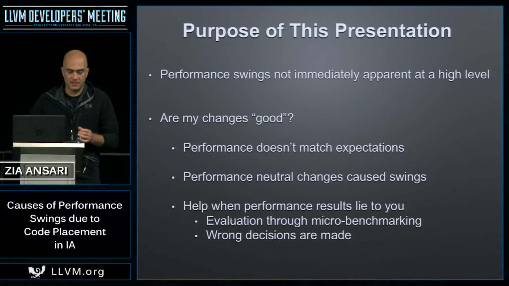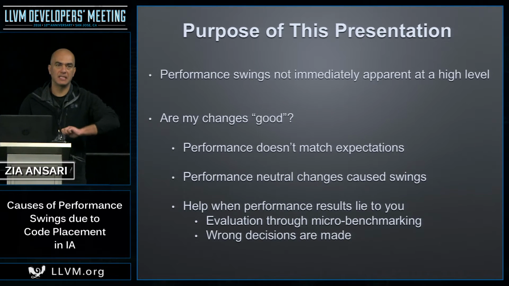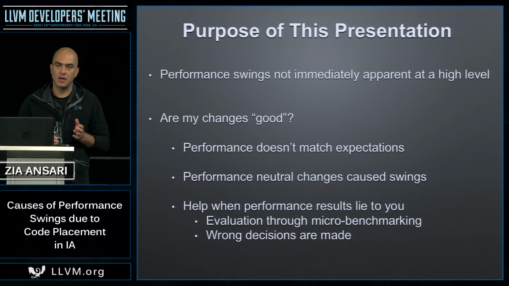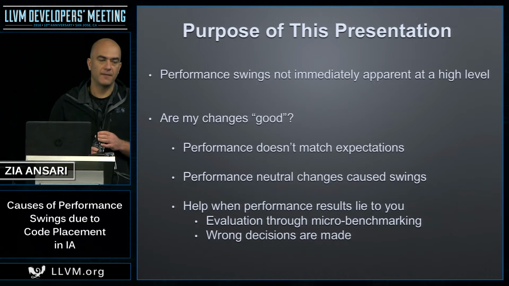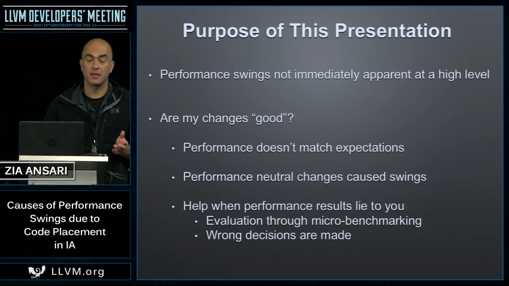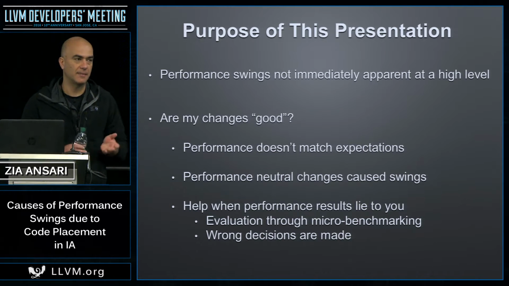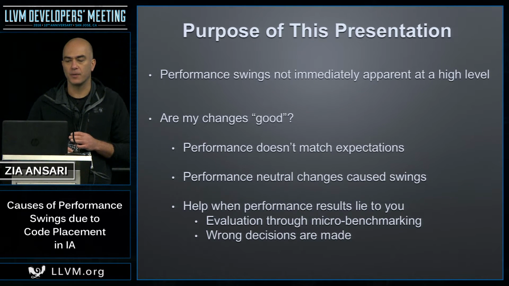So what is the purpose of this presentation? Well, as the title suggests, it is an introduction into some of the more subtle, low-level architecture-related causes for performance swings that aren't immediately obvious by just looking at the higher-level source code or assembly code or disassembly code. So why is this important? Well, I think this is important for various reasons.